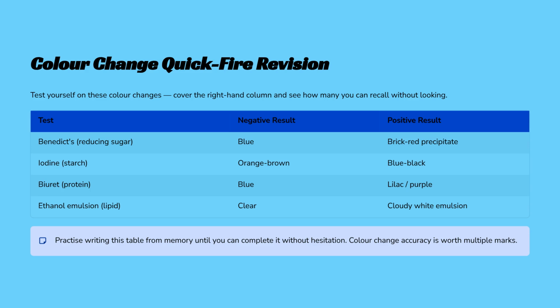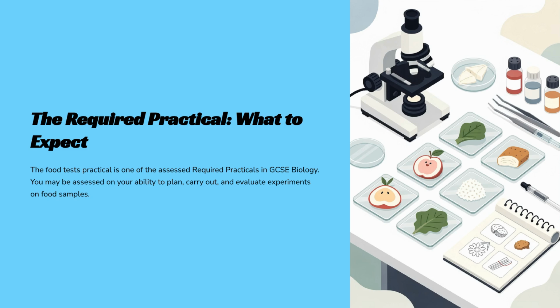To finish, here is a quick-fire revision table for all 4 tests. Practice writing this from memory until you can complete it without hesitation. Precision here is worth multiple marks. The food test practical is a core component of your GCSE Biology assessment. By understanding these methods, variables, and exam strategies, you will be well prepared for any practical task. Good luck with your revision.